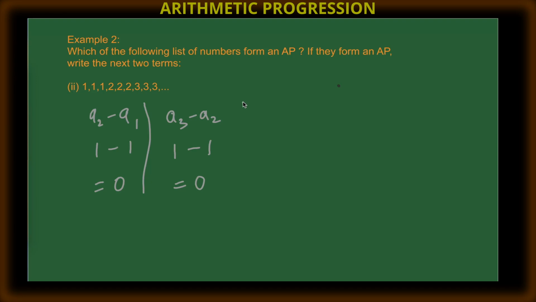So let's take another example wherein there is a difference: A1, A2, A3, A4. Let's take A4 minus A3. So what is A4? A4 is 2 minus of 1. So the difference looks to be 1. So this is not common, this is not common.